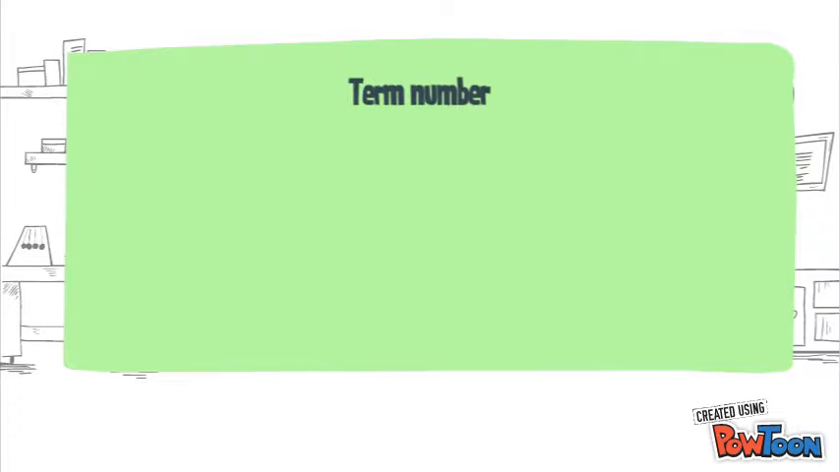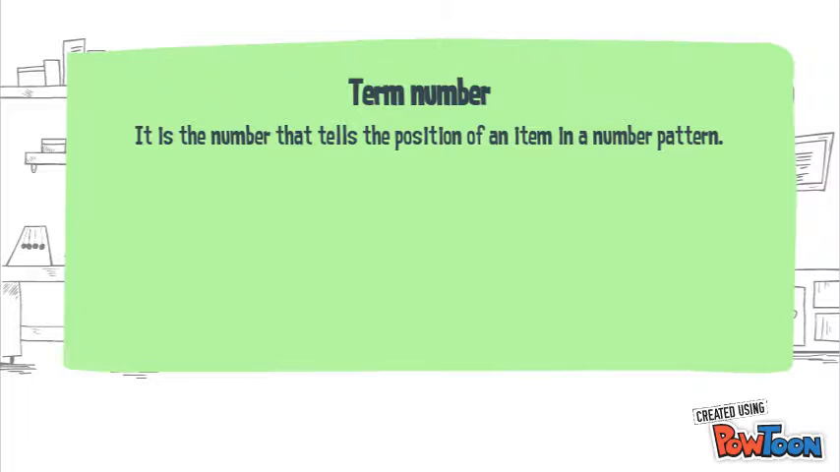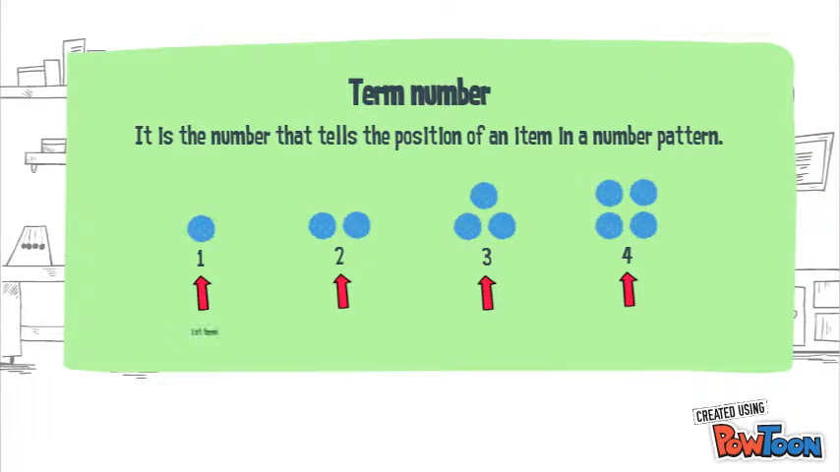Lastly, term number. It is the number that tells the position of an item in a number pattern. Number 1 is the first term, number 2 is the second term, number 3 is the third term, and number 4 is the fourth term.